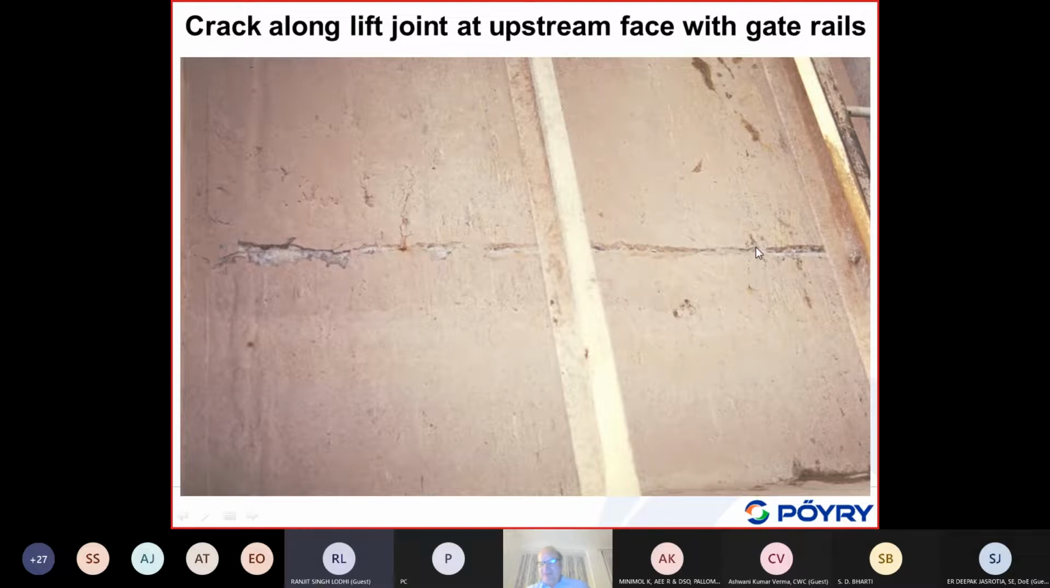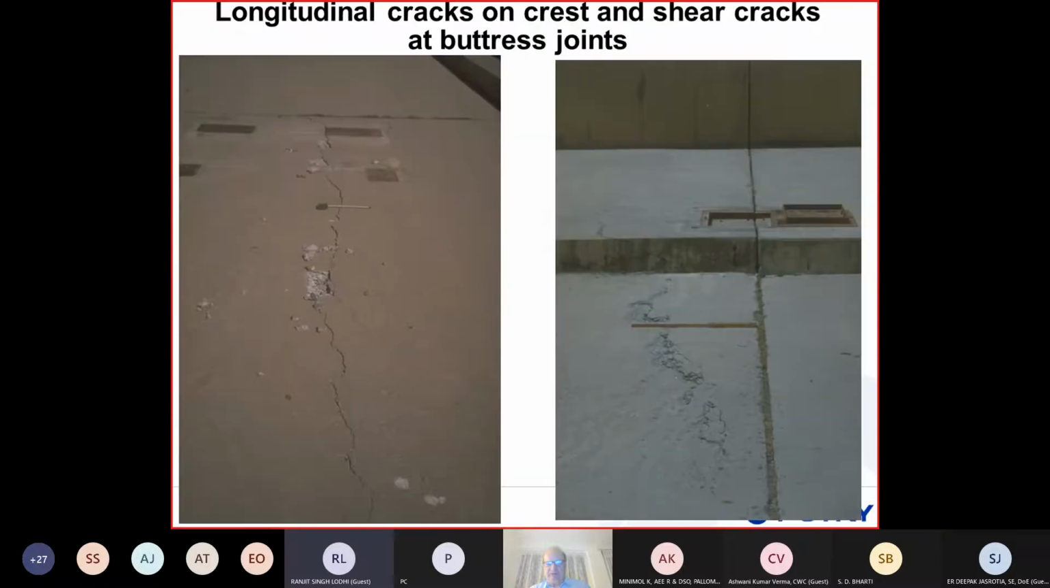So as I mentioned already, you have to assume, and people are not really considering it in their finite element models, that if you have an overstress, the cracks will preferably develop along lift joints.